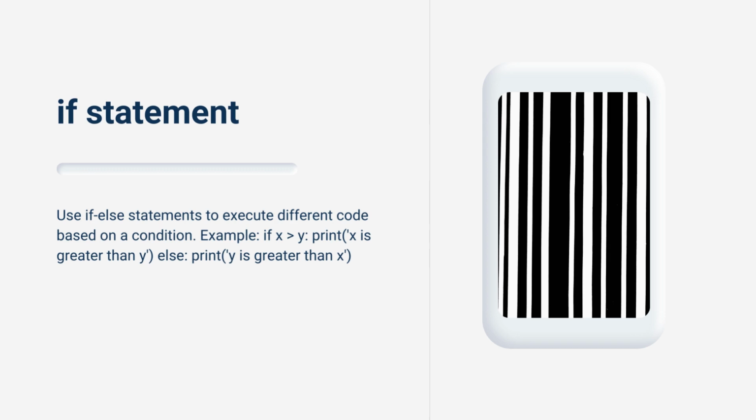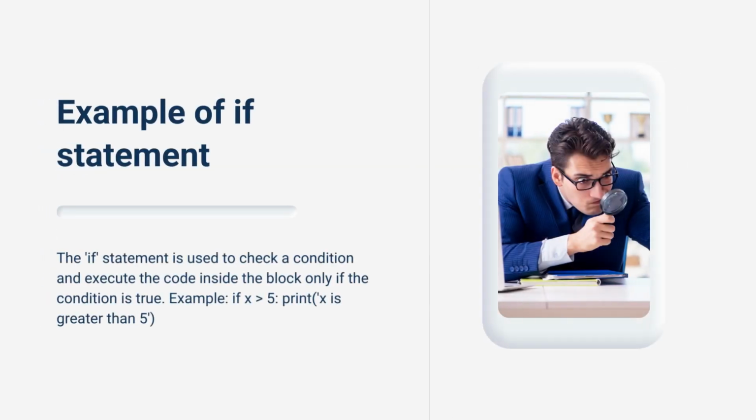Let us take an example for the if statement. The if statement is used to check a condition and execute the code inside the block only if the condition is true. For example, if x is greater than 5, print x is greater than 5.